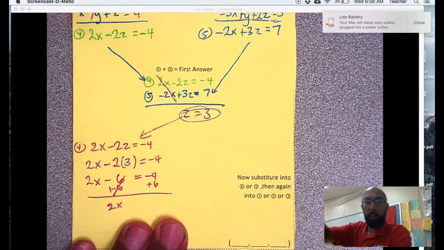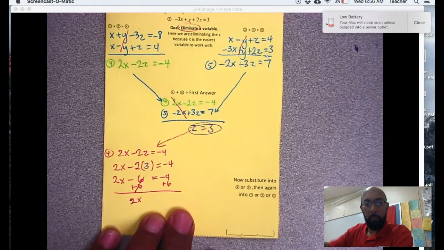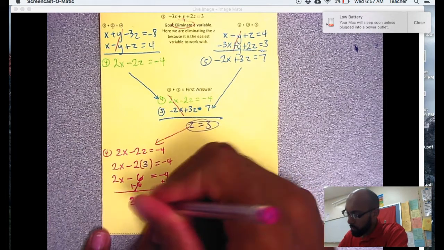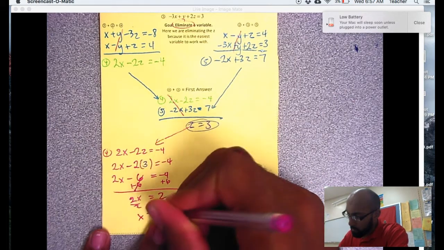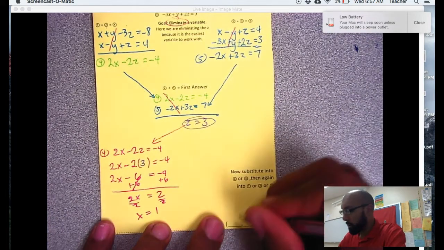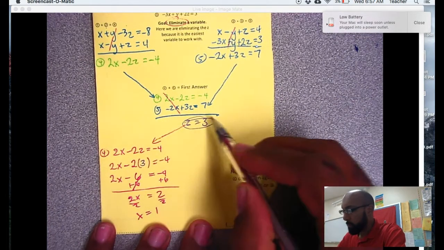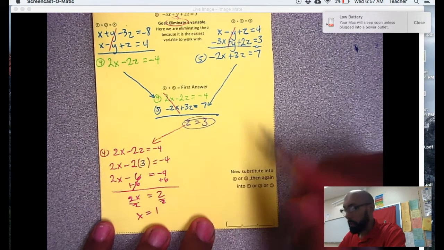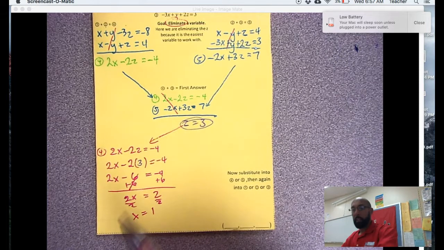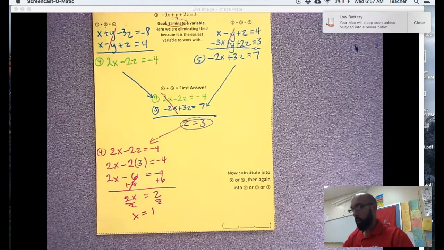I'll zoom out a little bit so you can see the whole layout. Okay, now negative 4 plus 6, that's 2. Divide by 2, x equals 1. Okay, so there's my next variable. So far I have 1 and 3, x and z. You notice I haven't written my solution in there yet, because at the end I want to check it to make sure I'm even correct.